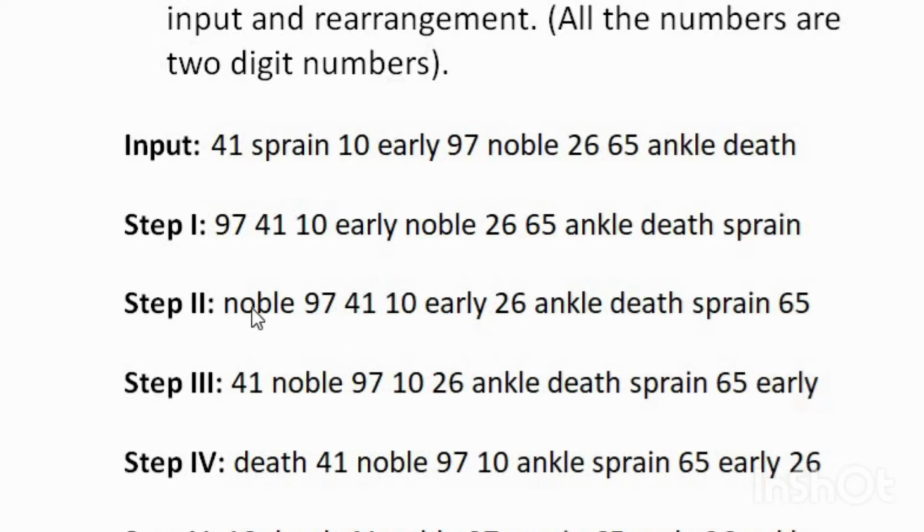In the next step, they are alternately changing numbers and words on both sides. On the left hand side, first they wrote the largest number, and in the second step they have written the second last word according to the English alphabetical order. See, noble, after sprain it will be noble, on the left hand side, and on the right hand side they have written the second largest number, 65. Did you get the logic?